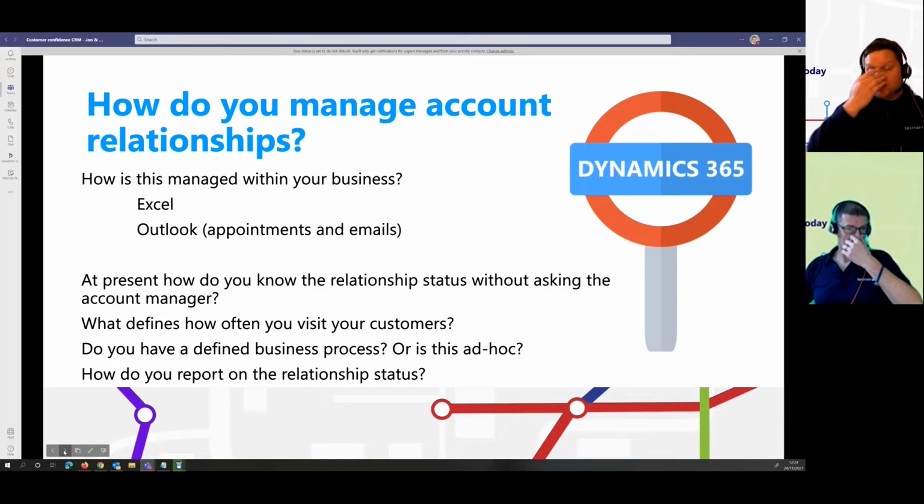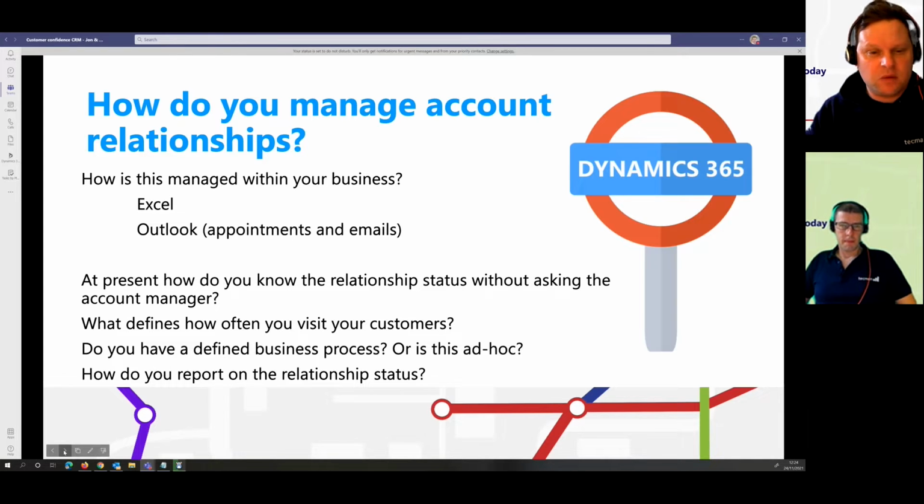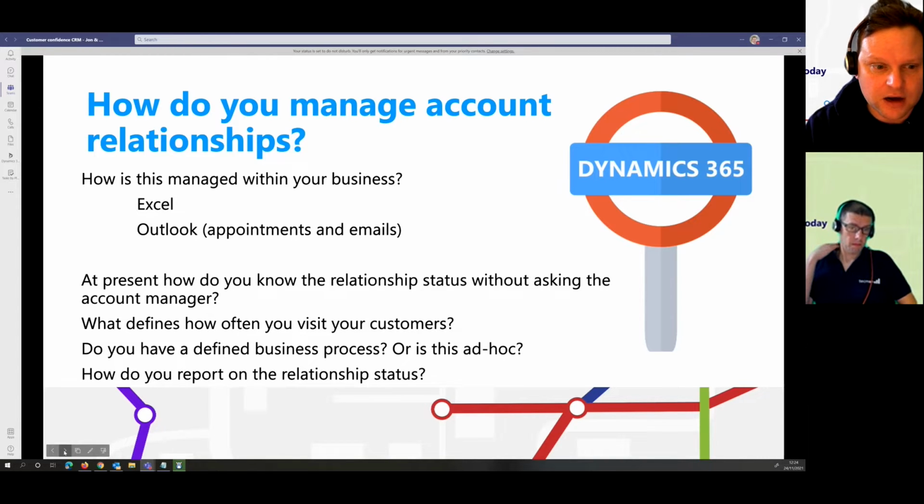So, as mentioned at the beginning, this is a generalization on how you as a business manage your account relationships, and what we mean by that is the relationship between your business and your customers or your clients. Now, at the minute, is it managed within Excel, or Word, or is it something that's managed within Outlook between appointments and emails?